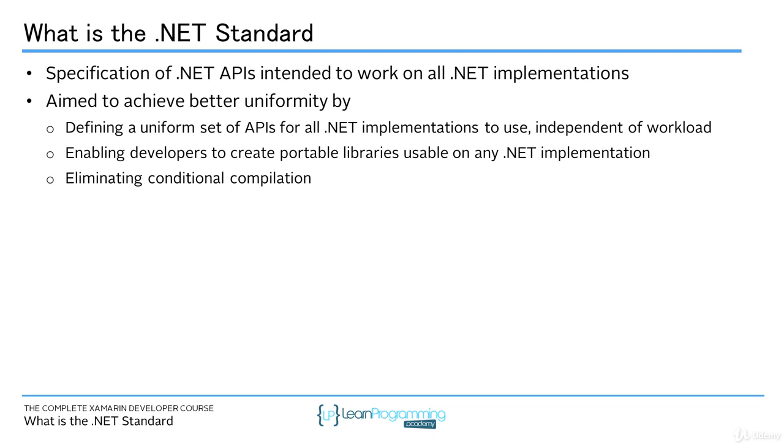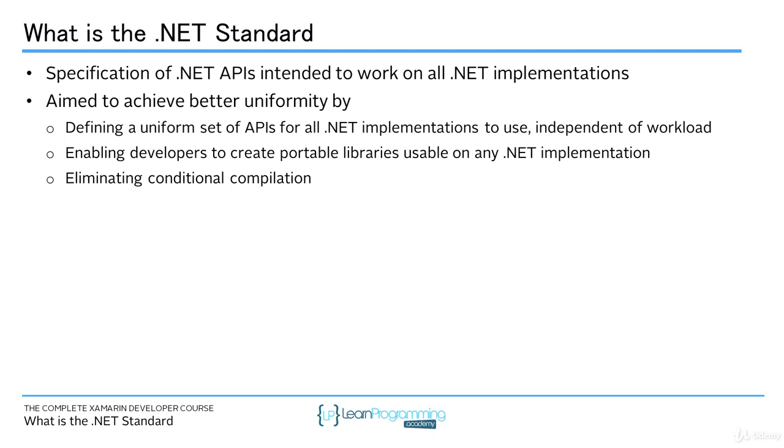The .NET Standard is a specification of .NET APIs intended to work on all .NET implementations, whether that be Xamarin iOS or Xamarin Android, or something unrelated to Xamarin like Universal Windows Platform for Windows 10 applications, or simply Windows for desktop Windows applications. And it is aimed to achieve better uniformity. And it is achieving this better uniformity by doing three things.